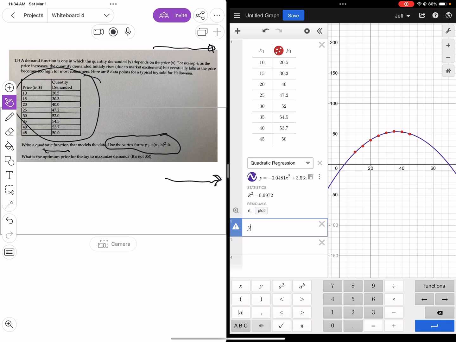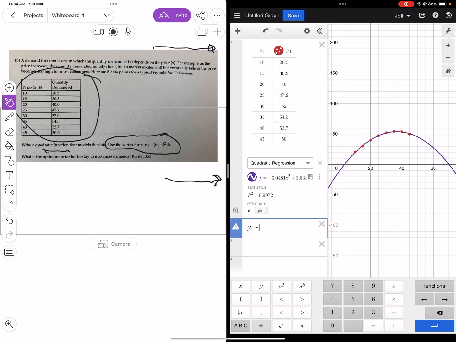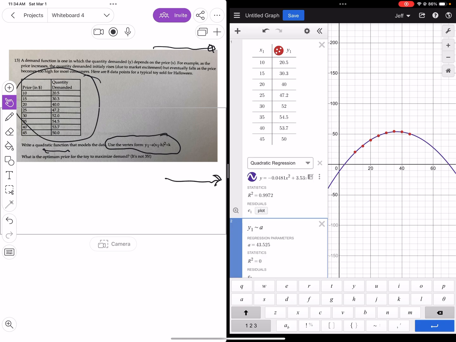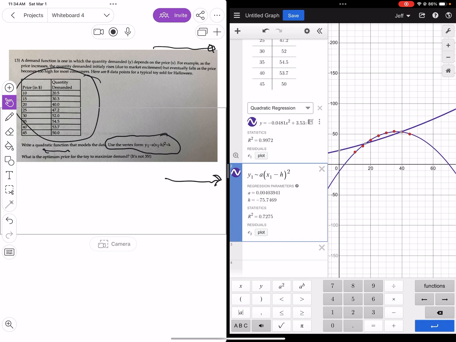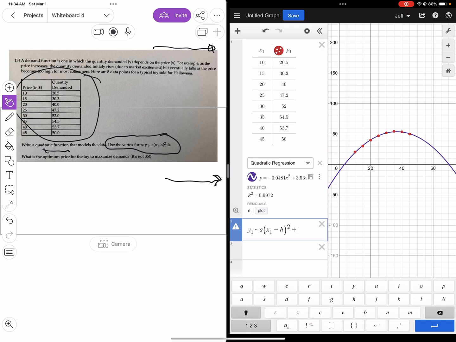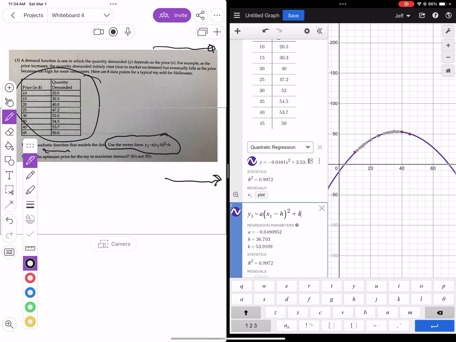So I can type y1 and then get a tilde and then a. Whoops, I was already there. A, and then a bracket, x1 minus h, and then close my bracket and square that, and then plus k. There. So now they give me the values for a, h, and k down there. And so I can use my general form.